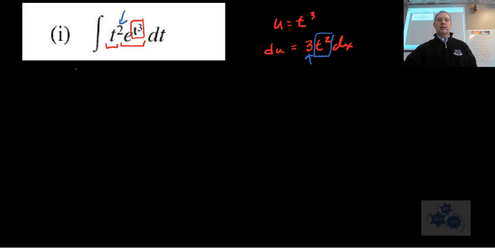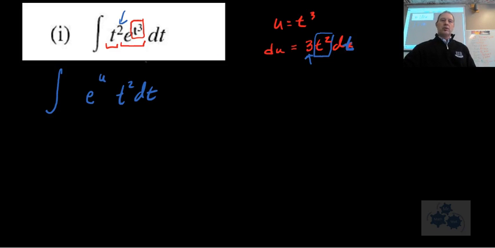So, if that's the case, then what we're going to do is we're going to say the integral, and u is going to be t cubed. So we're going to do e to the power of u, okay? And then what's left over is t squared dt. Now I wrote dx there, out of habit, but that's actually dt.